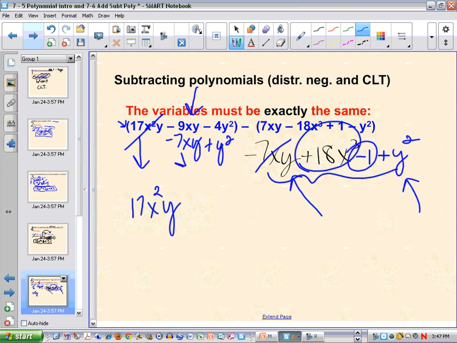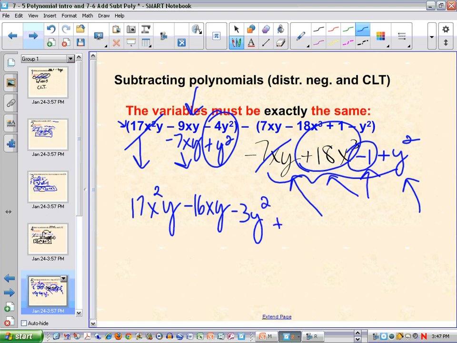So let's see what we have here. That gives us negative 16xy right here. That gives us negative 3y squared. But we can't forget about our two guys over here. They stay the same since there's no other like terms to collect with them.